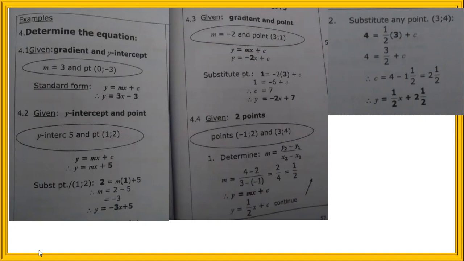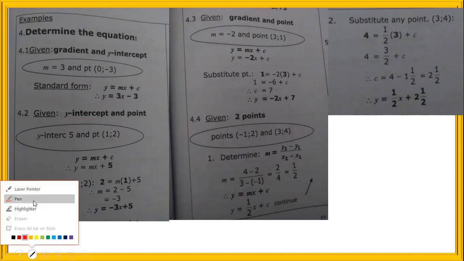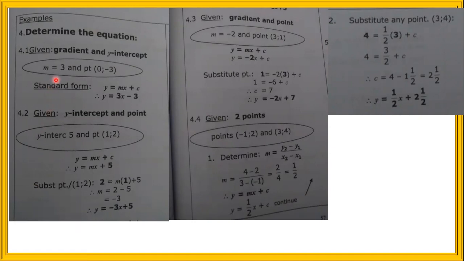In the following examples, we'll look at how we can determine the equation. If we look at 4.1, we're given the gradient and the y-intercept. So let's determine the equation given the gradient, which is m equal to 3, and a y-intercept with this point. Remember, if it's a y-intercept, it means that it's intersecting the y-axis. So this is the point that we have.